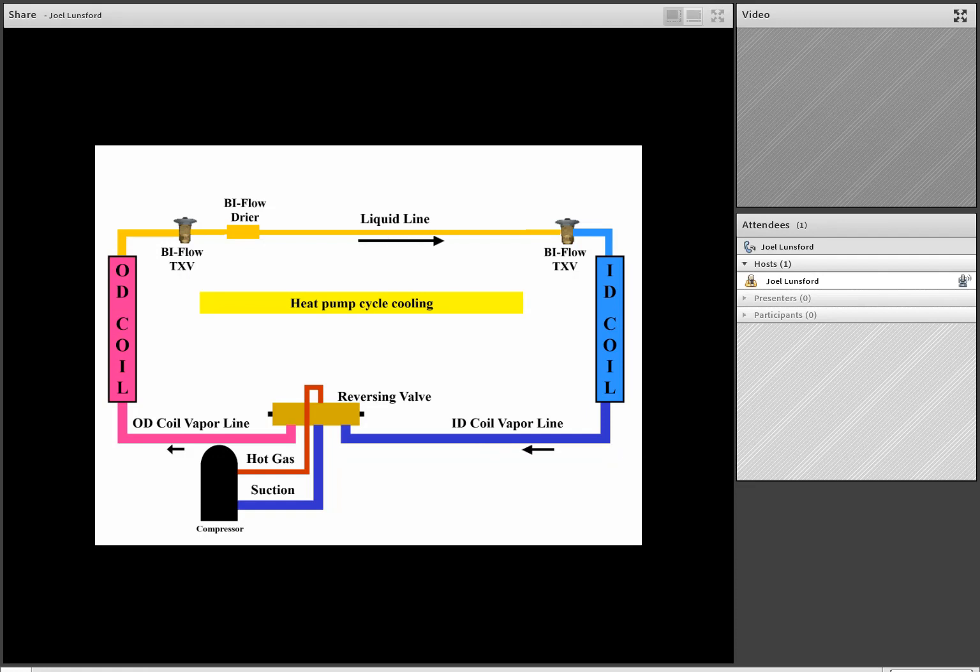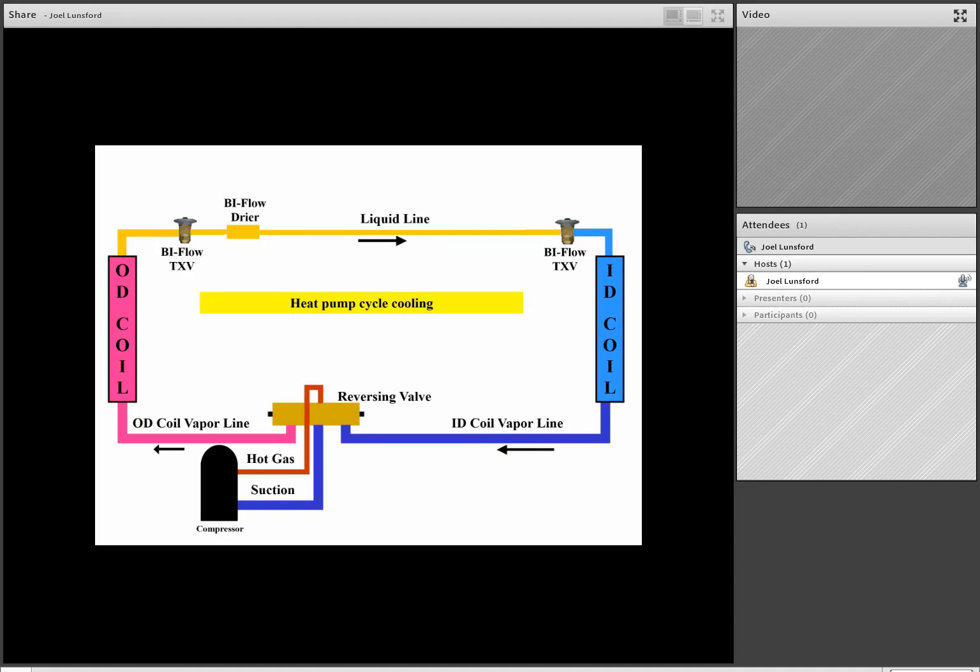It'll go through a bi-flow TXV. It'll then go through a bi-flow filter dryer, which allows liquid to flow in both directions on a heat pump. That liquid then goes into the indoor bi-flow TXV, which is acting like an expansion valve. The check valve circuit is closed, and we're forcing that liquid through the expansion valve circuit, and we're spraying that liquid into the indoor coil, where it's going to boil off and absorb heat from the air passing over the coil. The cool vapor will then go down the indoor coil vapor line to the reversing valve. It'll loop through the reversing valve and back to the suction.